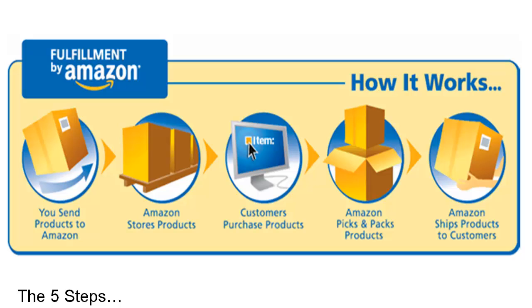Probably the best way to describe what it does is to show it in this illustration. It shows the 5 steps involved in the fulfillment process. So if you're a seller with Amazon, you send your products to one of their fulfillment centers. Amazon brings those into the center. Then your customers come online, buy your product, and Amazon then picks and packs those products and finally ships them out to the end customer.